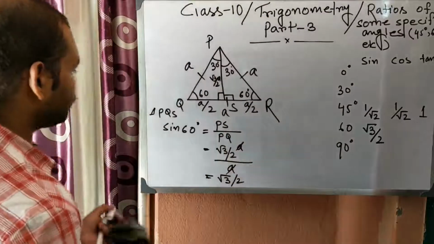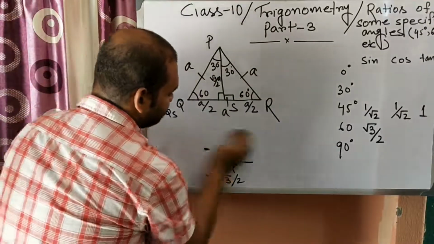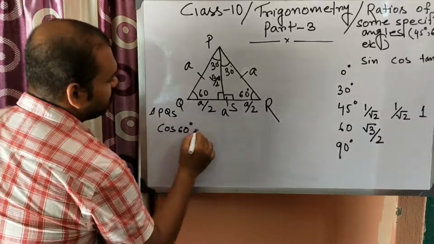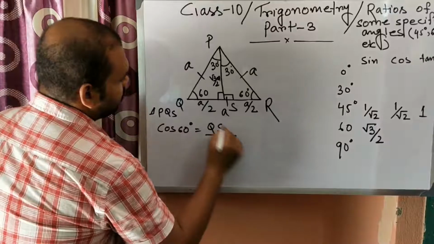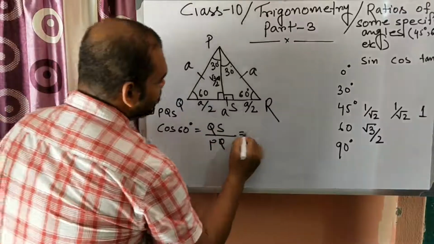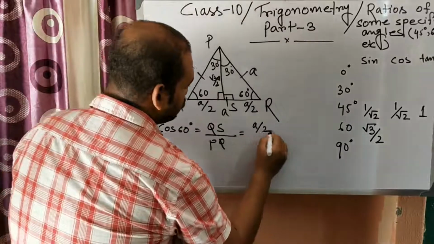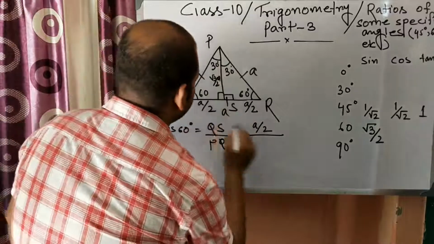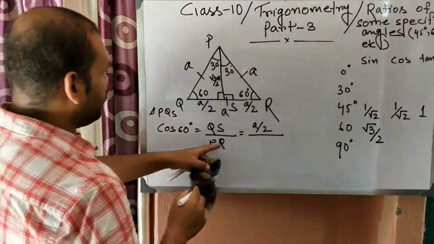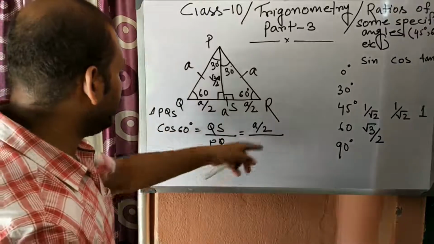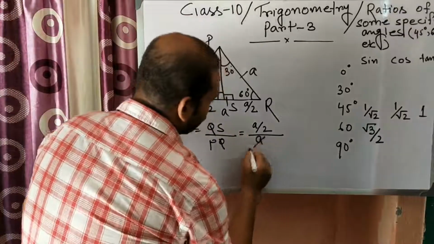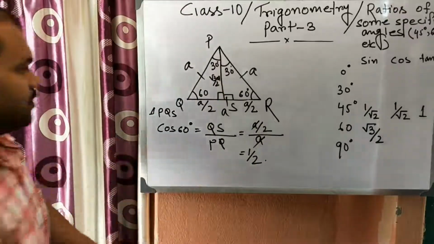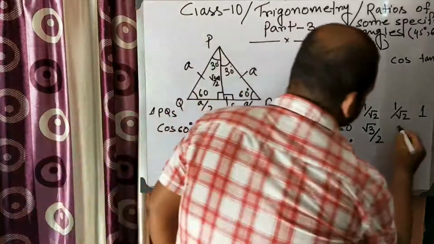Now what is cos 60? Obviously, cos 60 from this triangle also. Cos 60 is base by hypotenuse, that is QS by hypotenuse PQ. QS is equal to A by 2 and the value of PQ is A. So A cancels out and it will give you half. So cos 60 is equal to half.